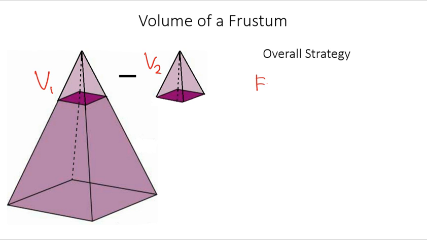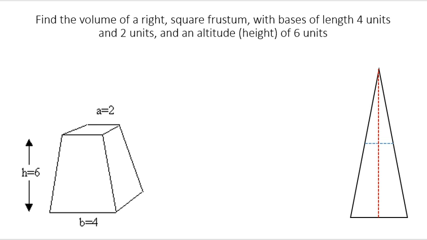Find the volume of the larger pyramid, find the volume of the smaller pyramid, and then the volume of the frustum is equal to the volume of the whole pyramid minus the volume of the smaller pyramid, the top portion. Now, that sounds easy in principle, but it's a little bit harder because with a frustum, if you think about it, you see a frustum.